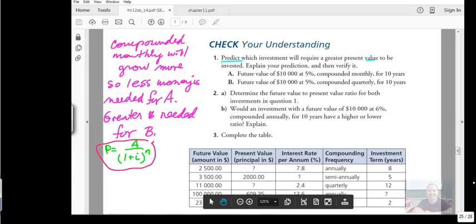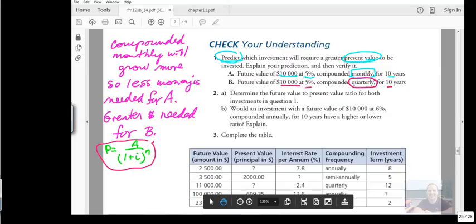So here's the first question in your assignment, and it says: predict which investment will require greater present value to be invested. Explain. A says the future value of 10,000, so they want to end up with 10,000, invested at 5% compounded monthly. Here's your key, 10 years. Everything in B is exactly the same: 10,000, 5%, 10 years, except for the compounding frequency.